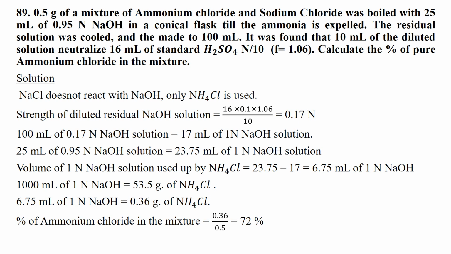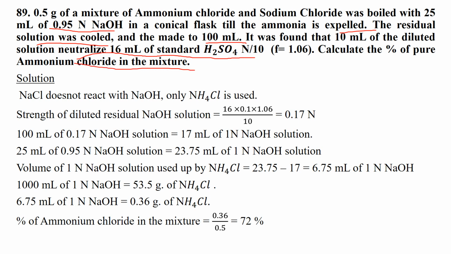Next question: 0.5 gram of a mixture of ammonium chloride and sodium chloride was boiled with 25 ml of 0.95 normal NaOH in a conical flask till the ammonia is expelled. The residual solution was cooled and made up to 100 ml. It was found that 10 ml of the diluted solution utilized 16 ml of standard N/10 H2SO4 solution. F, the normality factor, is equal to 1.06. Calculate the percentage of pure ammonium chloride in the mixture.